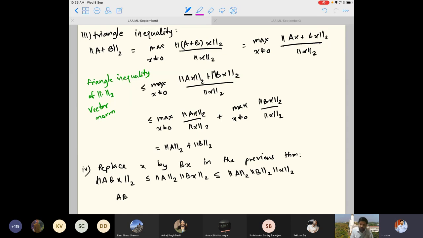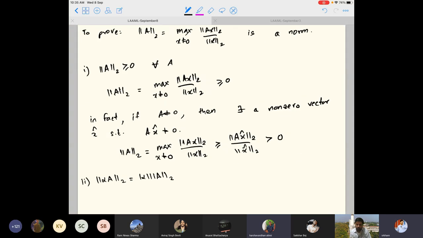Sir, in the proof of the first property, you have shown the strict inequality, right? Yeah, but it will be 0 when A is equal to 0, right? So it is not a strict inequality. It is greater than or equal to 0. So I said if A is not equal to 0. Greater than or equal to 0, I already showed for every A, whether 0 or non-zero. Is it okay? Okay, sir.